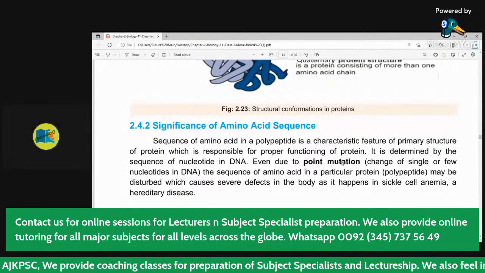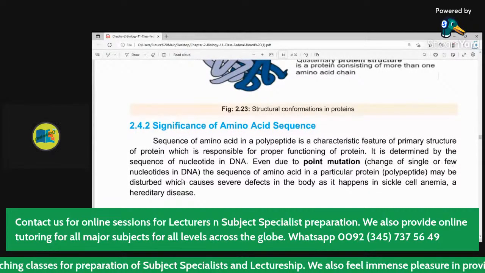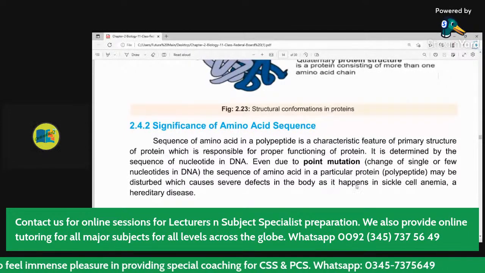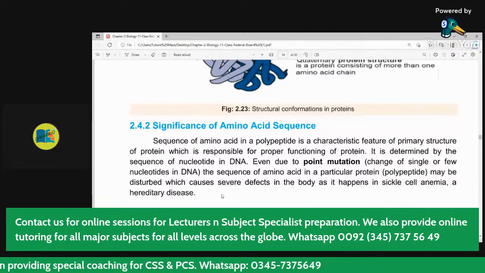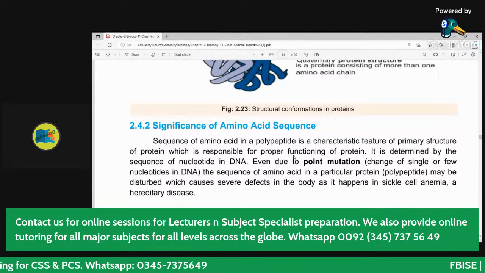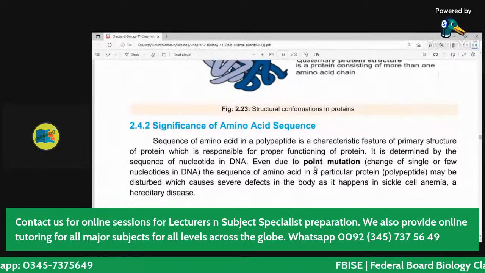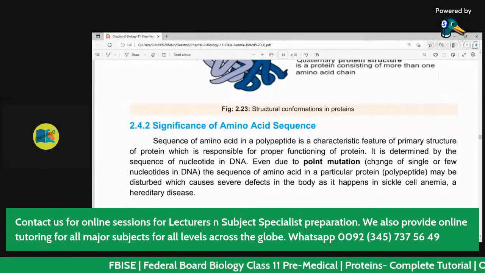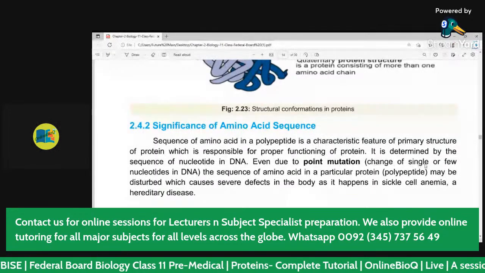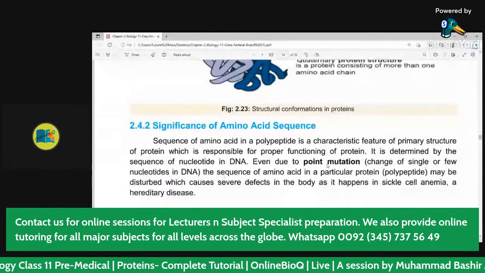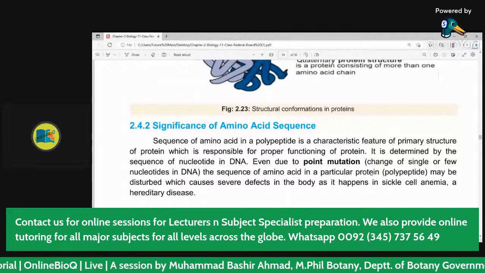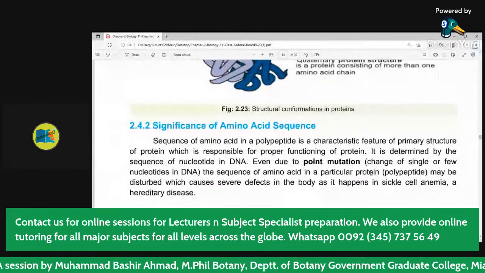Even due to point mutation, what is point mutation? Change of a single or a few nucleotides in DNA. The sequence of amino acids in a particular protein may be disturbed, which causes defects in the body, as happens in sickle cell anemia or heart disease. So we see that there are mutations, maybe on a smaller scale, maybe on a larger scale. If any point mutation occurs, it disturbs the structure and function of the whole protein.